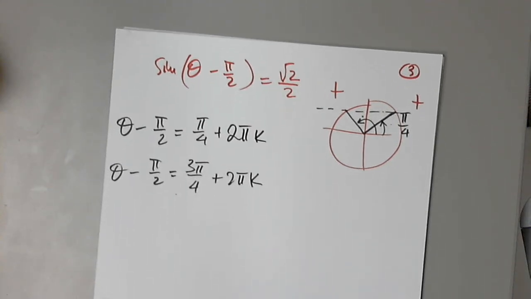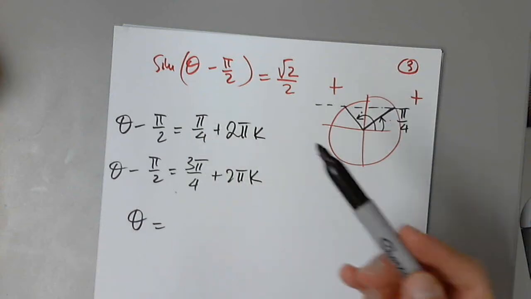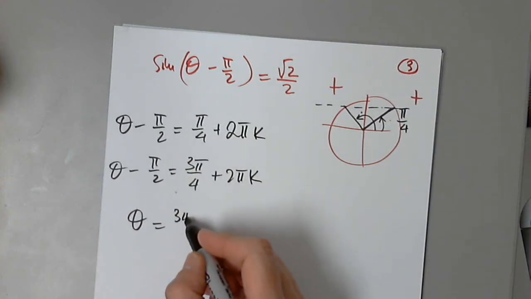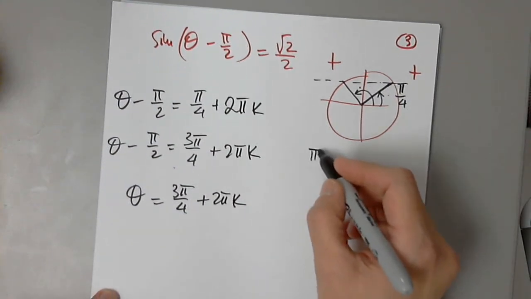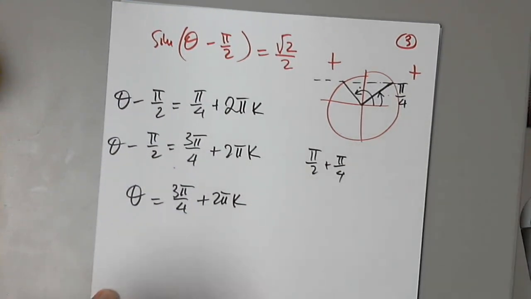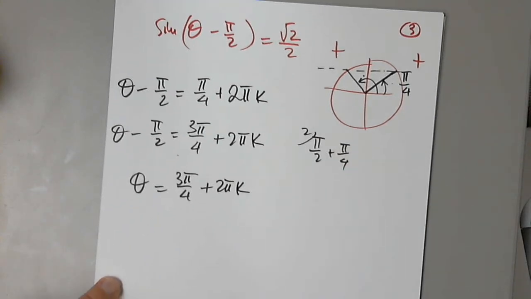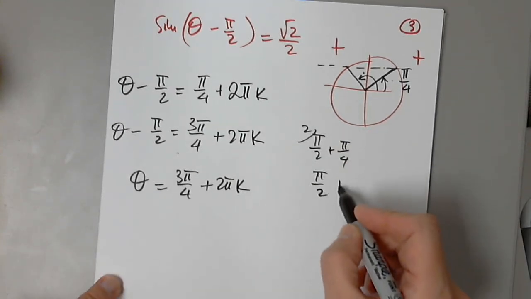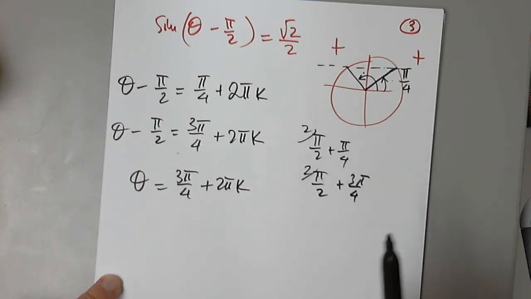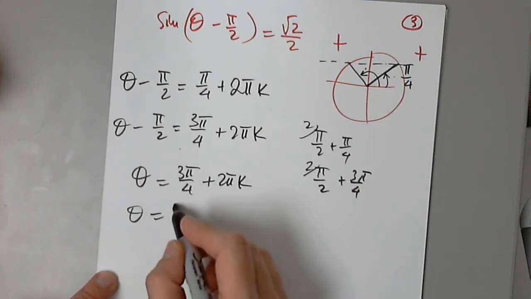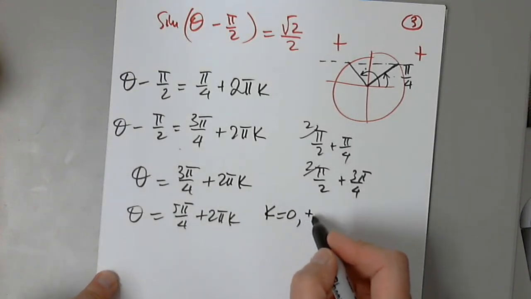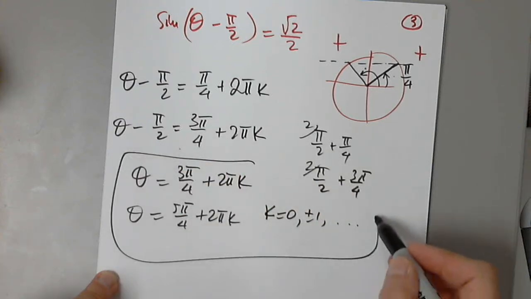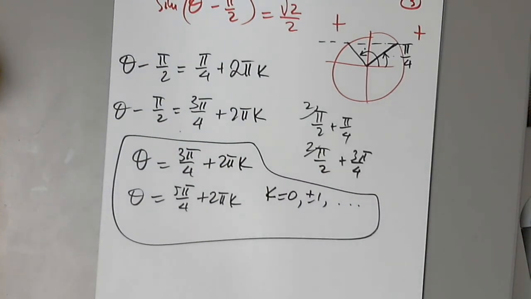Add pi over 2 to both sides. So pi over 2 plus pi over 4 will be 3 pi over 4 plus 2 pi k, right? We multiply by 2: 2 plus 1 is 3. And this one will be pi over 2 plus 3 pi over 4. Again, we multiply by 2 and I get 5, so 5 pi over 4 plus 2 pi k. Of course, I have to mention k equals 0, plus or minus 1, etc. And this is the complete solution set of that trig equation.